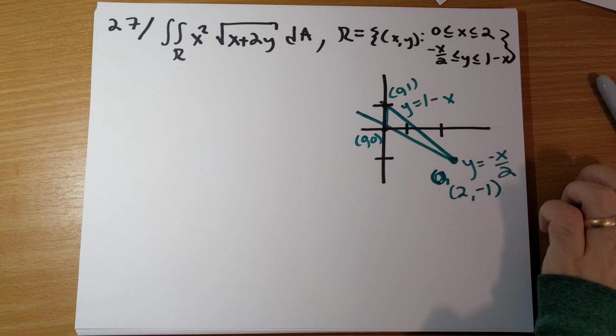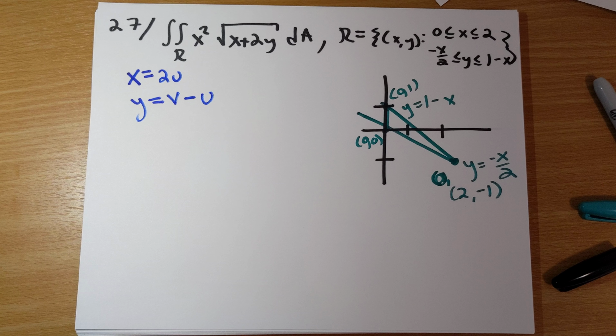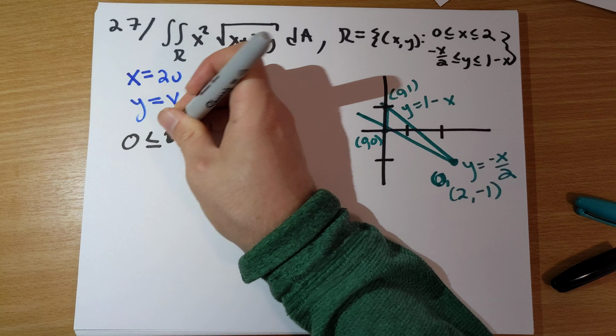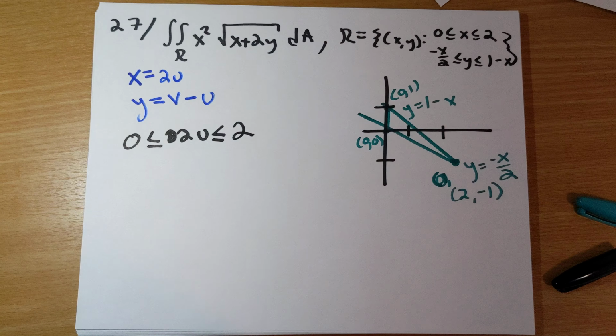Okay, so we were told what change of variables to use. Problem author was generous, said use x is equal to 2u and y is equal to v minus u. So let's figure out what that's going to be bound-wise here. x is equal to 2u, so 2u is between 0 and 2, which is, hey, u is between 0 and 1.